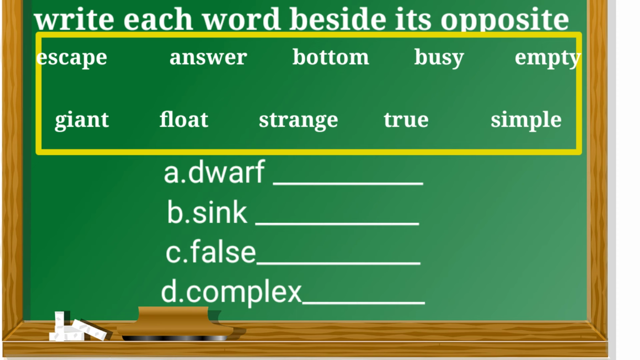Question A. Dwarf. D-W-A-R-F. The answer is giant. Question B. Sink. The answer is float.